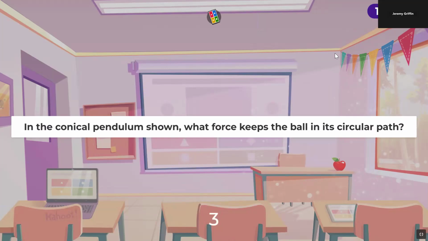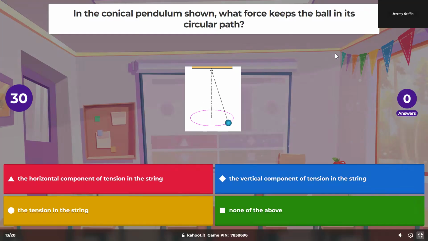Conical pendulum shown. What force keeps the ball in its circular path?